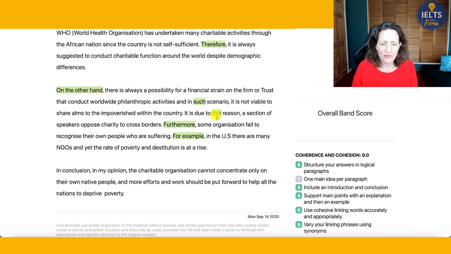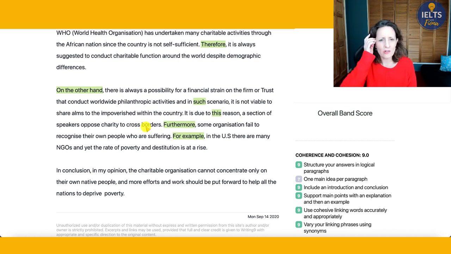Due to this reason, okay, I'm lost now. What reason? Section of speakers. Speakers is not a synonym for people. Speakers are people who speak. We want opinions. So simply keep it simple. People oppose giving charity to cross borders.